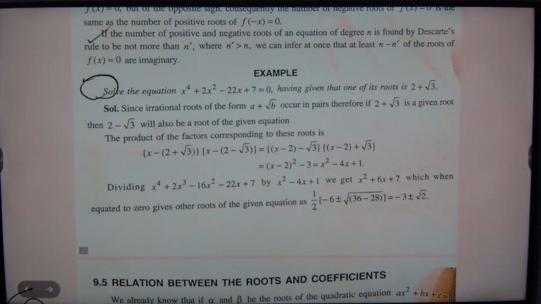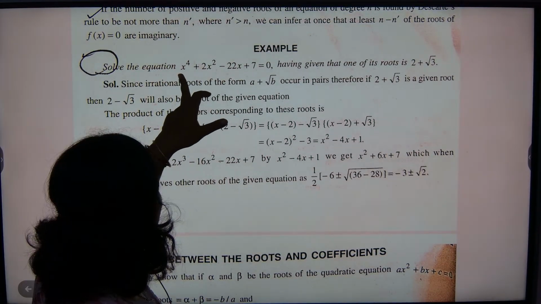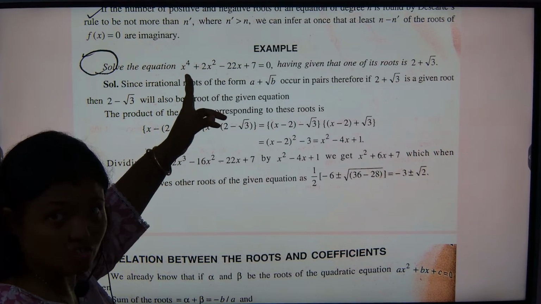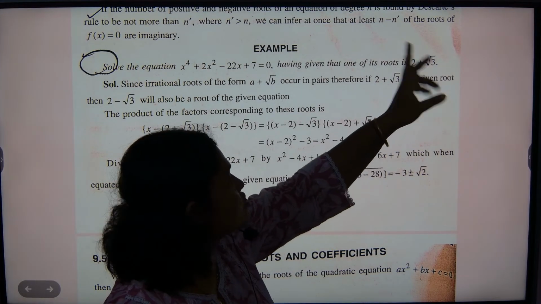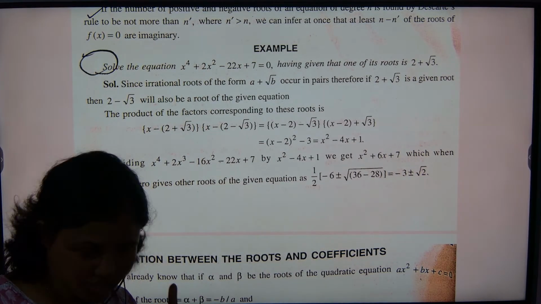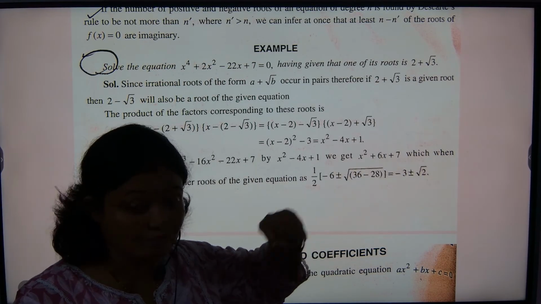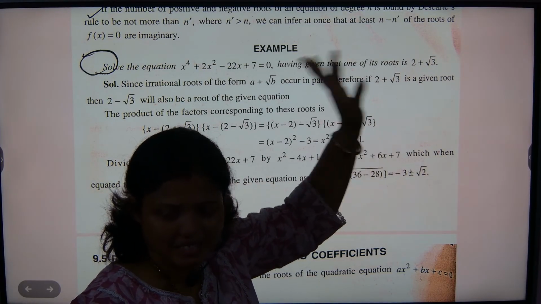Next, they have given one equation. See, one equation is given, you have to solve it. It's with power 4, right? And one root is given, 2 plus root 3. We all know that irrational roots occur in pairs. So we have another root, 2 minus root 3.